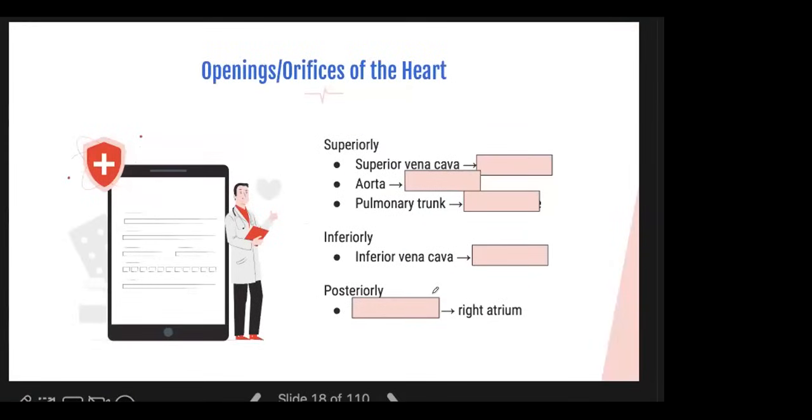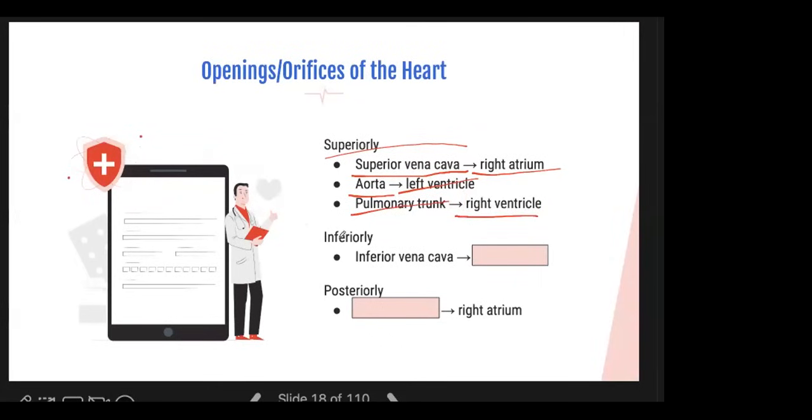Now we're going to talk about the openings and the orifices of the heart. Okay. So superiorly, the superior vena cava is going to essentially drain into the right atrium, of course. The aorta essentially comes from the left ventricle. The left ventricle drains into the aorta. So what structure is going to essentially give blood to the pulmonary trunk? The right ventricle. Right ventricle, correct.